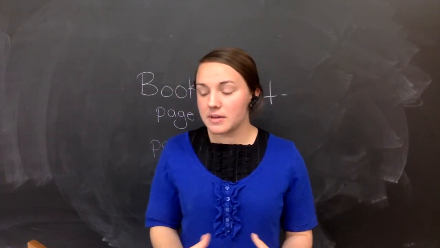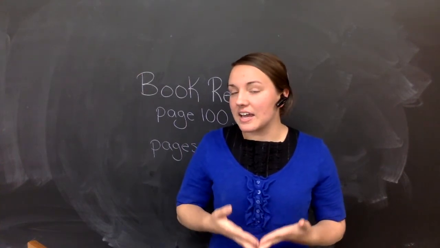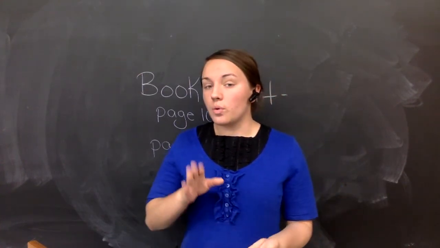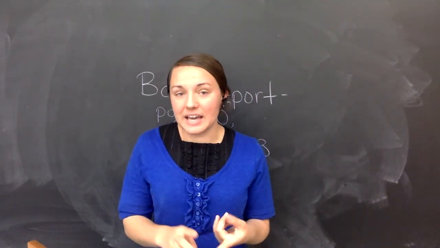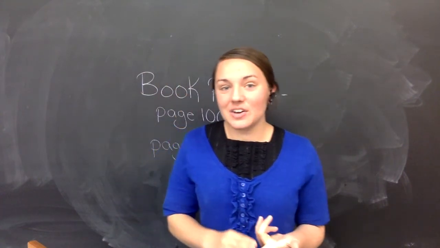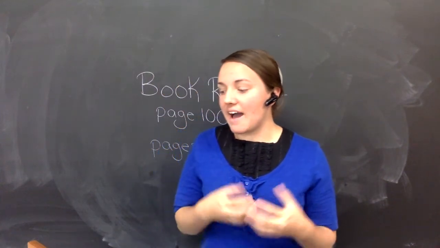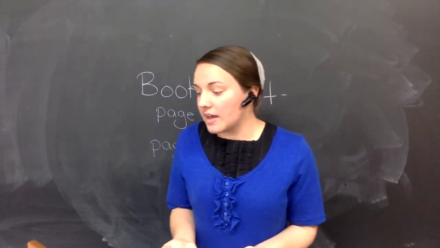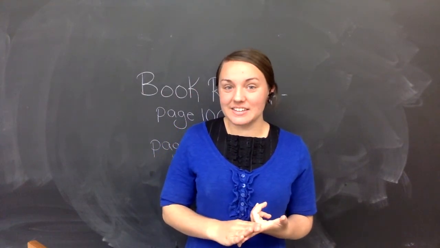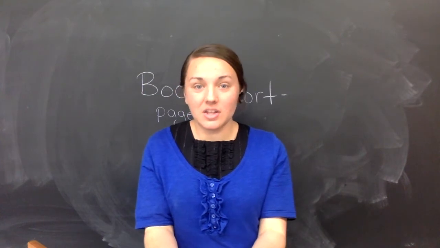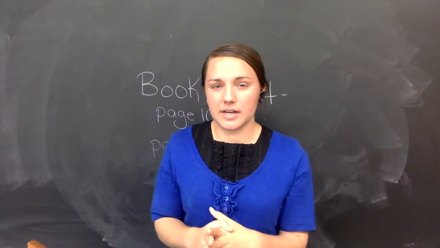Then lie means to rest or recline. Lie, lying, lay, and have lain. So if you're talking about resting or reclining, you have to use lie, lying, lay, or have lain. Okay? Then we have lay, which means to put or place something. And the forms of lay are lay, laying, laid, and have laid. So if you're talking about putting or placing something, you have to use one of those forms. And these are on page 239.